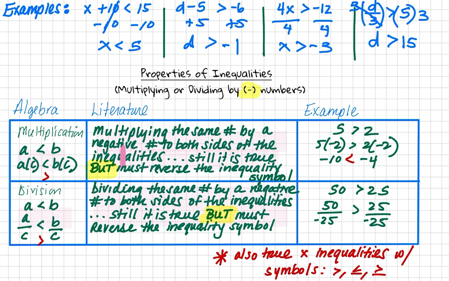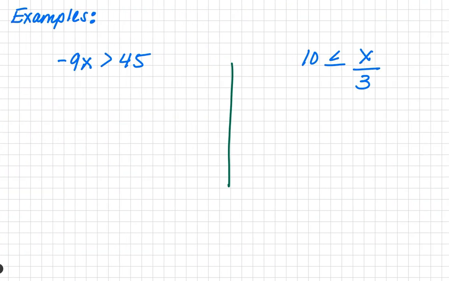So in our example, we have 50 is greater than negative 25. If we decide to divide both sides by negative 25, 50 divided by negative 25 is going to be negative 2, but we're automatically going to flip it. And then negative 25 divided by negative 25 is negative 1. That is true because negative 2 is always going to be less than negative 1.